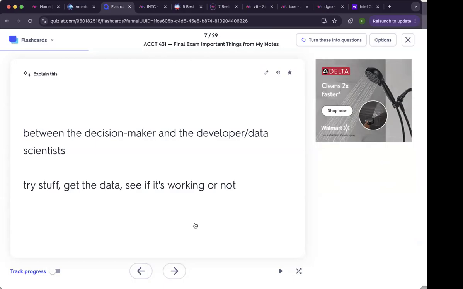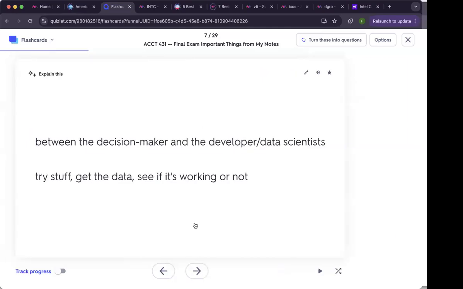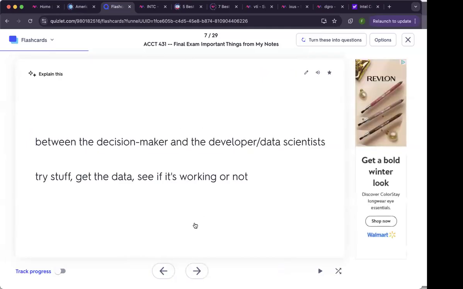And also, it's always good as a management accountant to try new things, get the data for that, and see if it's working or not. Whether it's a new product or just seeing if maybe having ice cream Fridays will boost worker morale enough that it's worth the cost or not.